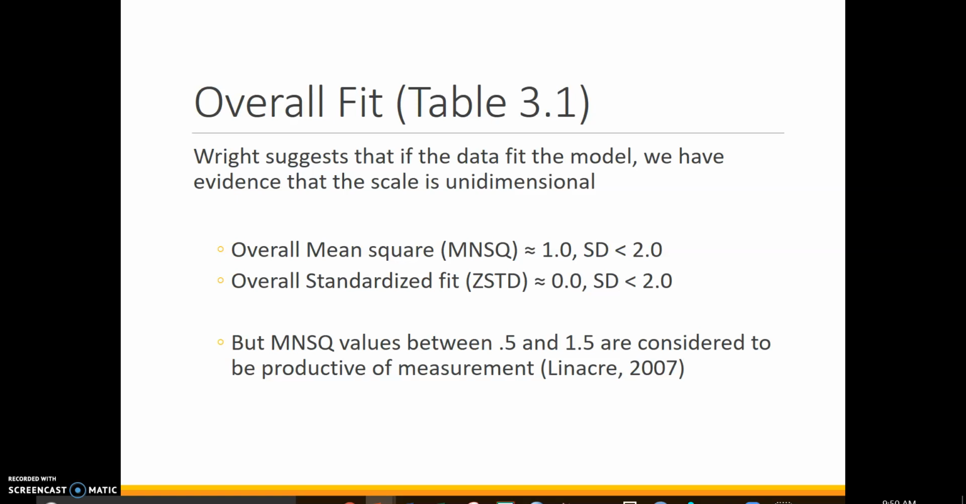Overall fit is in Table 3.1. There's a whole other video on 3.1, which we'll go deeper into. But we're looking at the overall mean square, MNSQ. We want that to be around 1. We're also going to look at the overall standardized fit, which is our ZSTD. It's going to be around 0. As close as possible, but generally MNSQ values between 0.5 and 1.5 are considered productive for measurement. Those are your boundaries for the mean square.